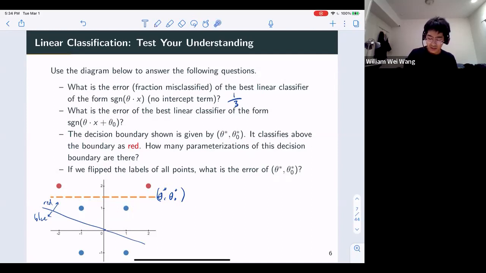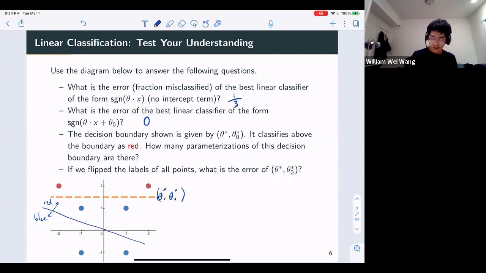Well, when you add the intercept term, it means that your decision boundary doesn't have to go through this origin point. So you can have a decision boundary like this orange one, and this one achieves perfect classification. So this is 0.